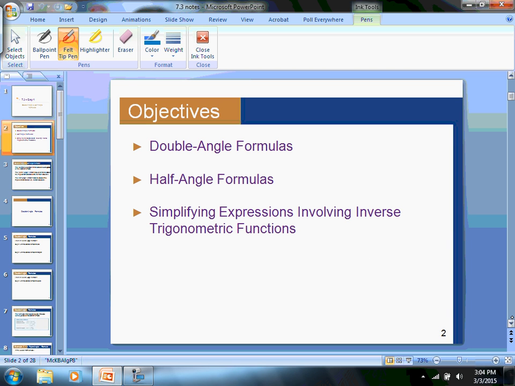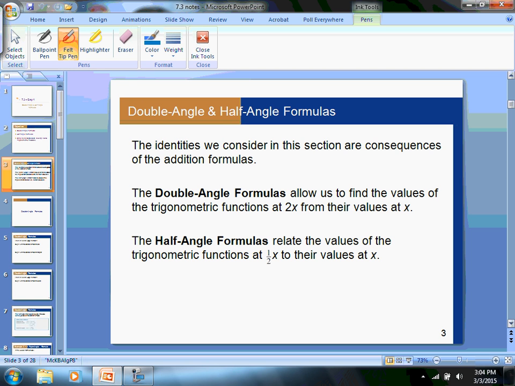And what we're going to talk about today are the double angle formulas. We'll save the half angle formulas for the next section of notes. The double angle formulas basically allow us to find the values of a trigonometric function at 2x from the value of x. So this is where you'll see expressions like sine of 2x or cosine of 2x. And the half angle formulas, when we talk about them in the next section of notes, will let us do that for the values of 1/2 x from just x.